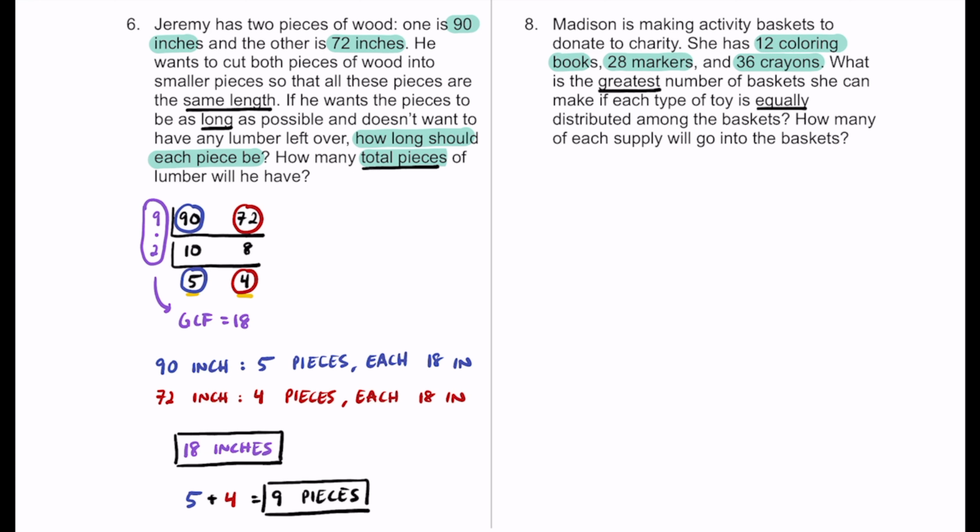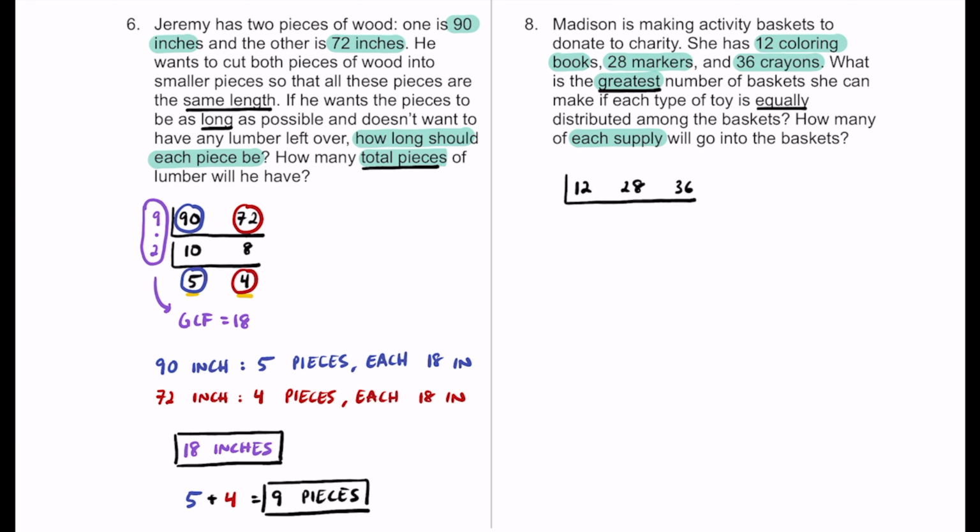That's the first question. The second question, so greatest, we're looking for the GCF. Second question is how many of each supply will go into each of the baskets. So just like the fruit in the last problem, just some different numbers here. So let's go ahead and just write these numbers next to each other. So we have 12, and then we have 28, and then we have 36. Okay, so just putting these all next to each other, and let's see.